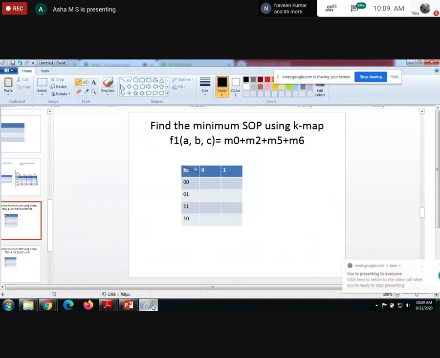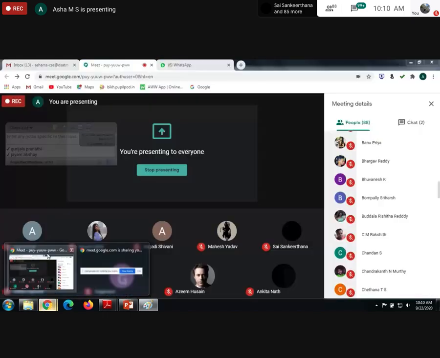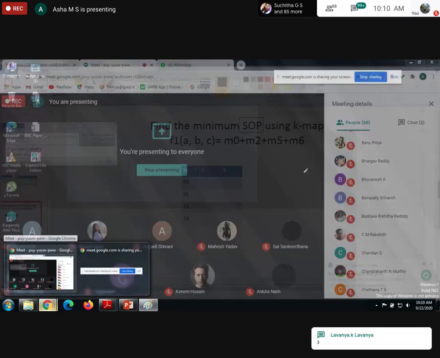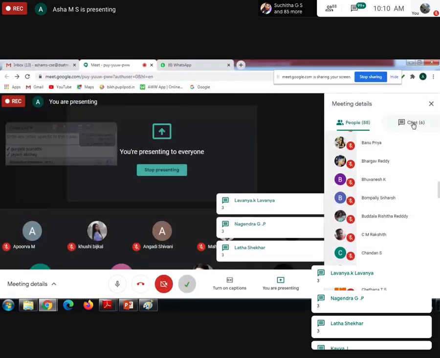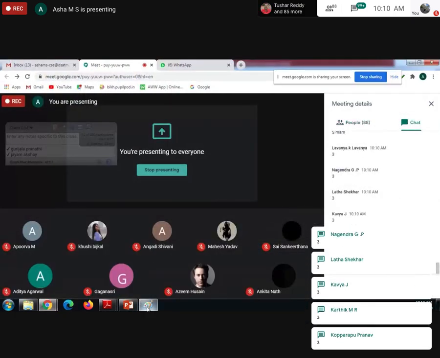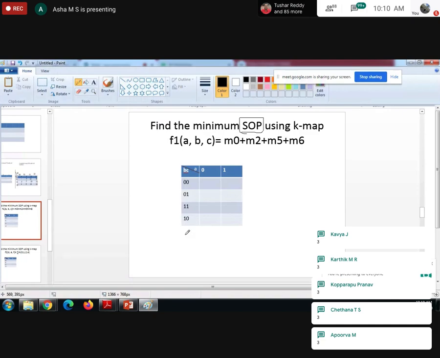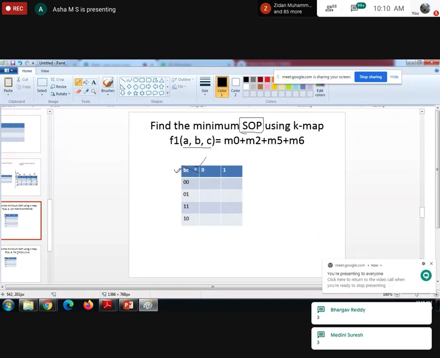Okay. Now what did they ask? They asked us to find the SOP using the K-map. They have given the function. How many variables are there in the function? Three variables. So we need to plot the K-map for 3 variables. The variables are A, B, C. A I have taken here, B, C I have taken here.